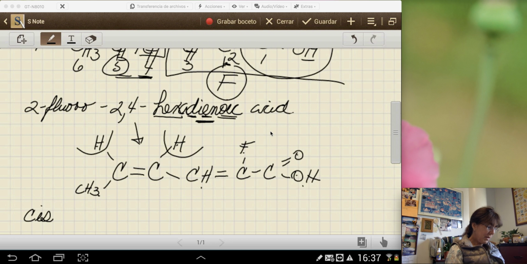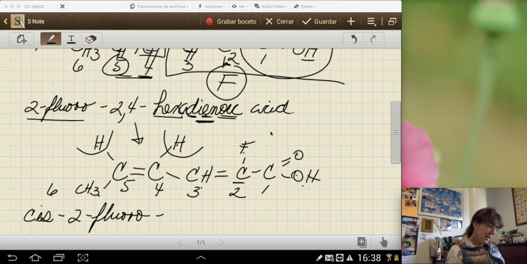And as I'm saying, the only thing that I needed to add into my structure is the cis, because as for the rest, it's still a 2 fluoro, just like up here, 2 fluoro. It's still a 1, 2, 3, 4, 5, 6. It's still a 2, 4 hexa, because it's a 6 carbon atom structure. Diene, oic acid.